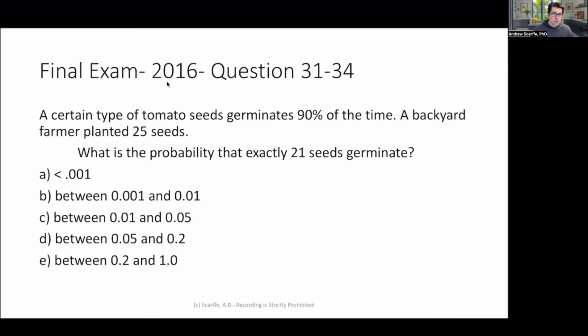A certain type of tomato seed germinates 90% of the time. A backyard farmer plants 25 seeds. What is the probability that exactly 21 seeds germinate?